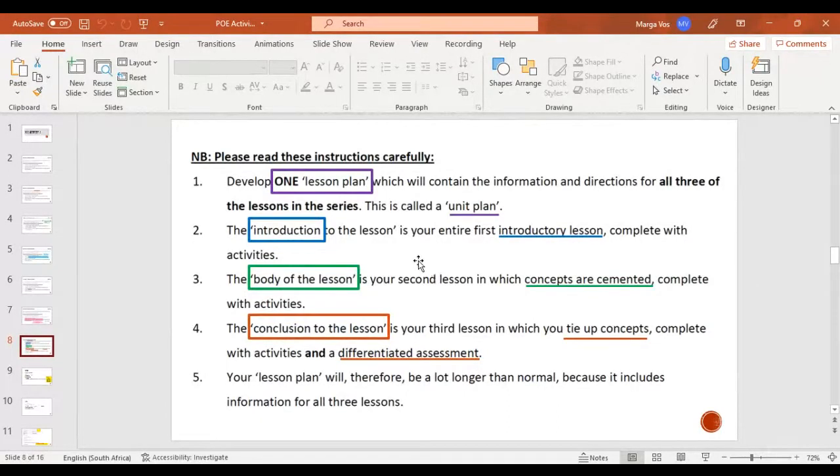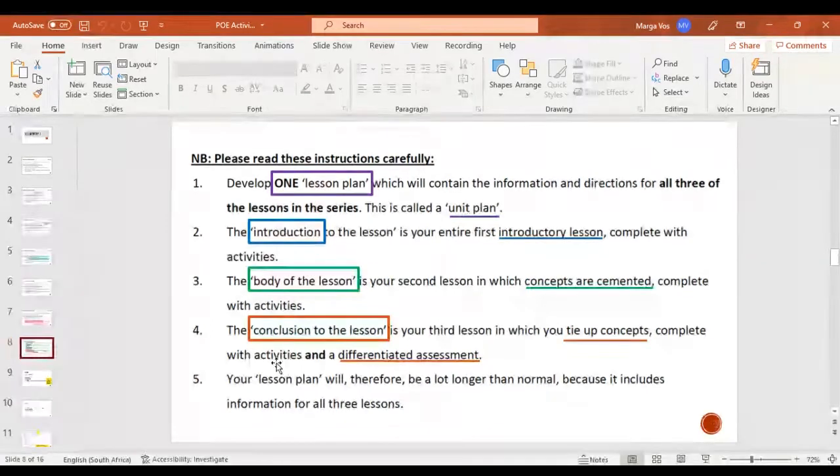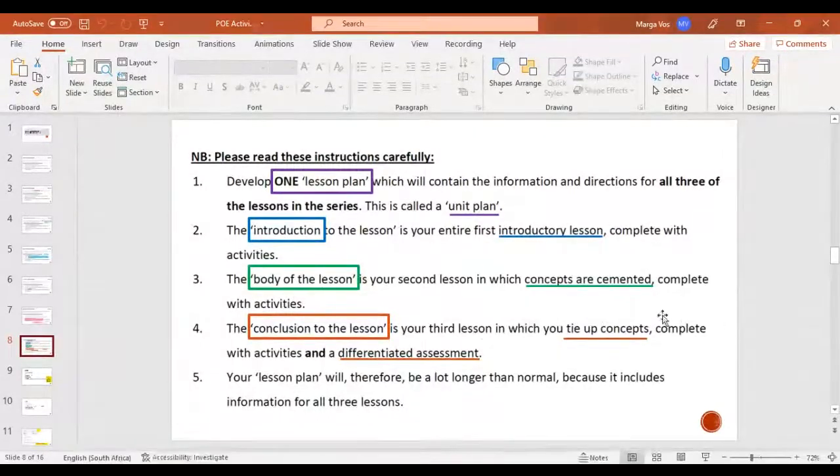So remember, one lesson plan template. In the introduction, you will have an introductory lesson, which will be 30 minutes. In the body of the lesson, you will have the second lesson, which will also be 30 minutes. And in the conclusion part, you will have your 3rd lesson, which will also be 30 minutes. And all 3 of those lessons should have activities. And remember, by activities, we do not necessarily mean worksheets. It can be any activity, any learning experience for your learners.